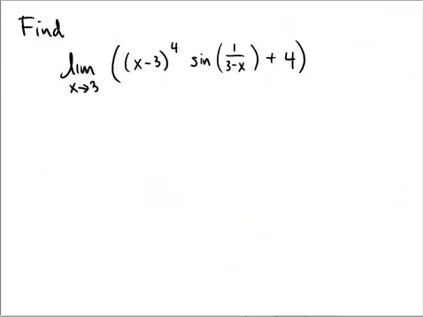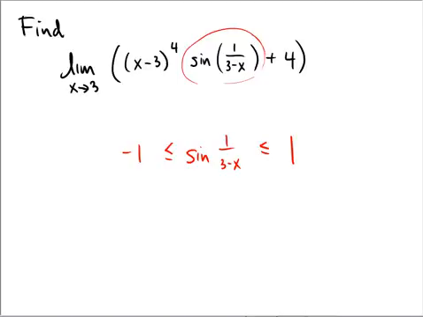Okay, now take a second and try this one out. The limit as x approaches 3 of (x - 3)⁴ sin(1/(3 - x)) + 4. Assuming that you took a moment out here to try to do this on your own, let's look at this from a squeeze limit perspective. So notice that we have, first of all, sine of 1 over 3 minus x. I'm going to concentrate on that part, because the sine function, sin(1/(3 - x)), is always going to be bounded between -1 and 1, right? Because the sine function itself is always bounded between -1 and 1.